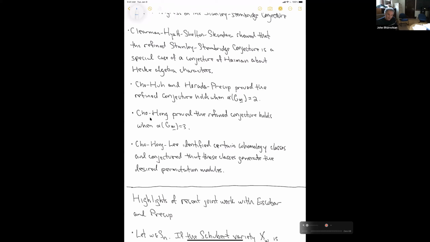What's considerably harder, but still doable by Sujin Cho and Jae-Hyun Hong, is that you can do this with independence number 3 also. This is not so easy. So these are sort of progress, but by force.